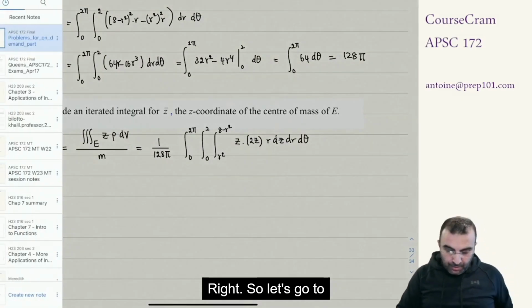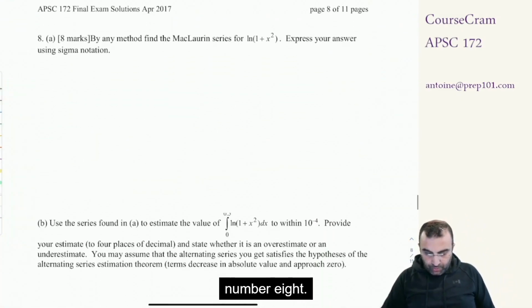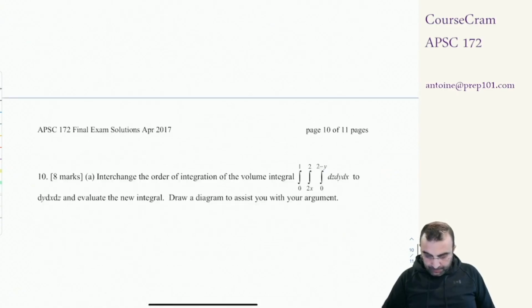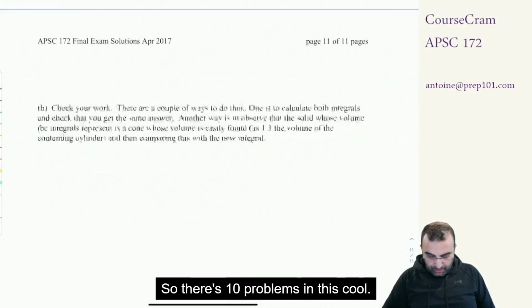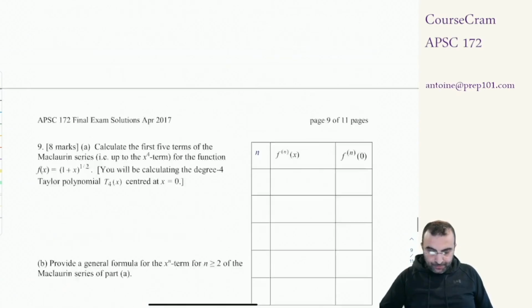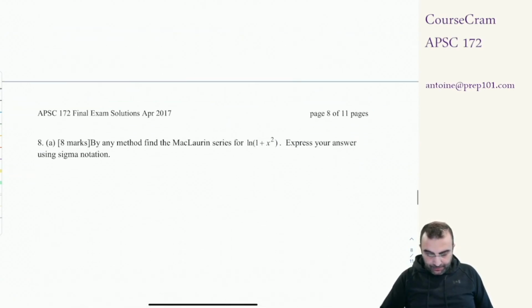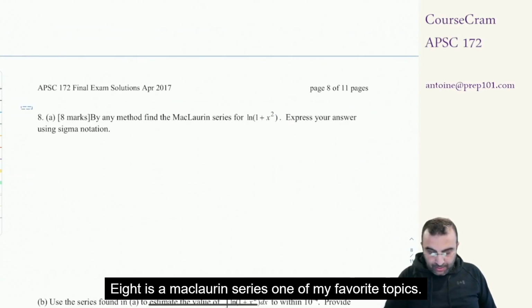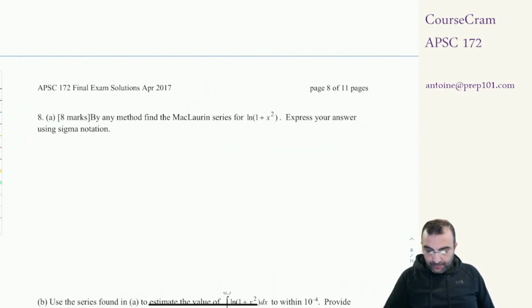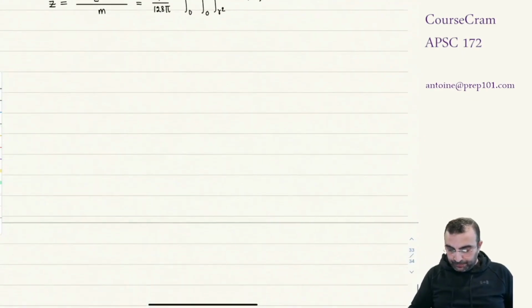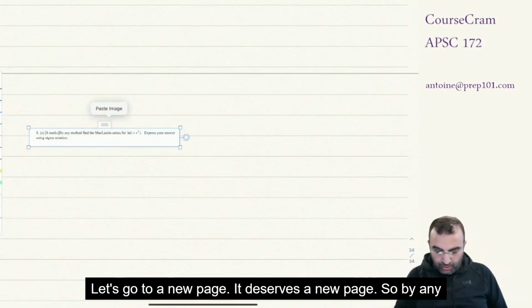Right? So let's go to number 8. There's 10 problems in this. Cool. So number 8. 8 is a Maclaurin series, one of my favorite topics. Let's go to a new page. It deserves a new page.